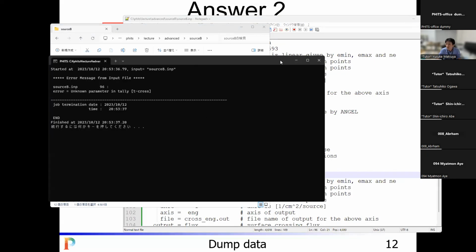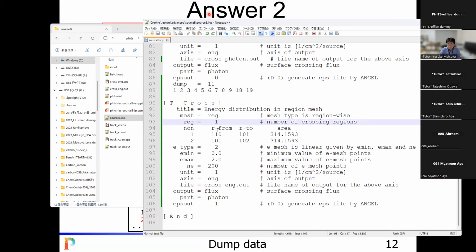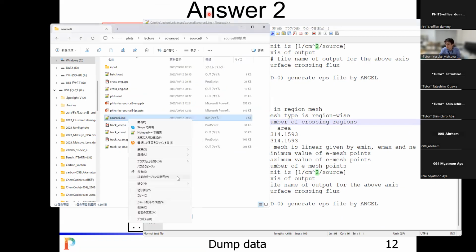Oh, some error. Line 96. Oh, I forgot to change the leg number. So we have to change this leg number from 1 to 2 because the number of the condition is 2. So we have to change this value like this. Okay, let's try again.